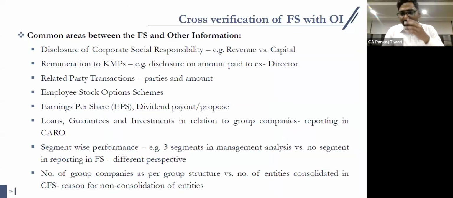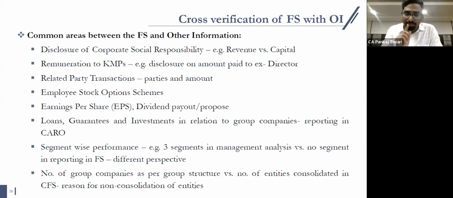Now, there is some common information available in the financial statement, which is in other information as well, which I think we have briefly spoken about, and I will just try to highlight some of them. For example, there is disclosure on corporate responsibility, on the remuneration to the KMP, on the segment-wise performance, loans and guarantees which are given, and investment in relation to the group company. So these are some of the information given both in the financial statement and in the other information, which one can look at to see whether the entities are disclosing the relevant information both in the financial statement as well as in the other information.